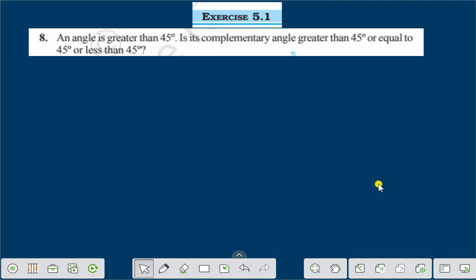Hello everyone. Today I'll discuss exercise 5.1 question number 8. An angle is greater than 45 degrees. Is its complementary angle greater than 45 degrees, equal to 45 degrees, or less than 45 degrees? Let us find.